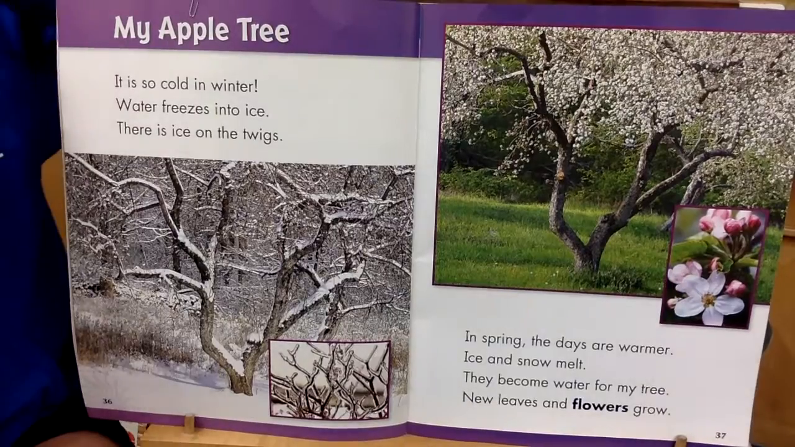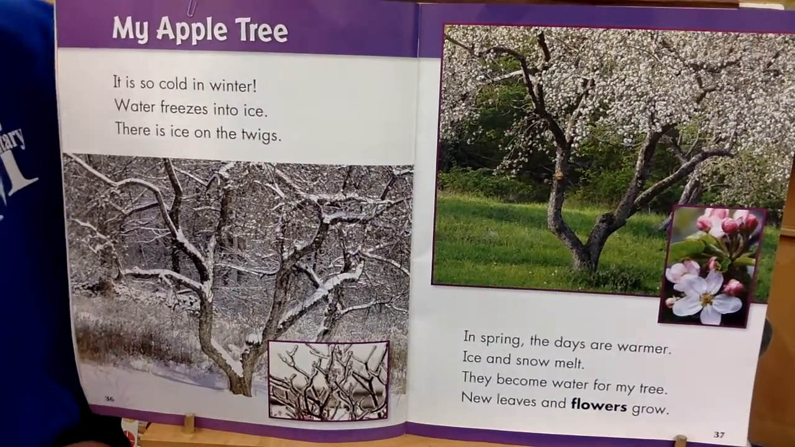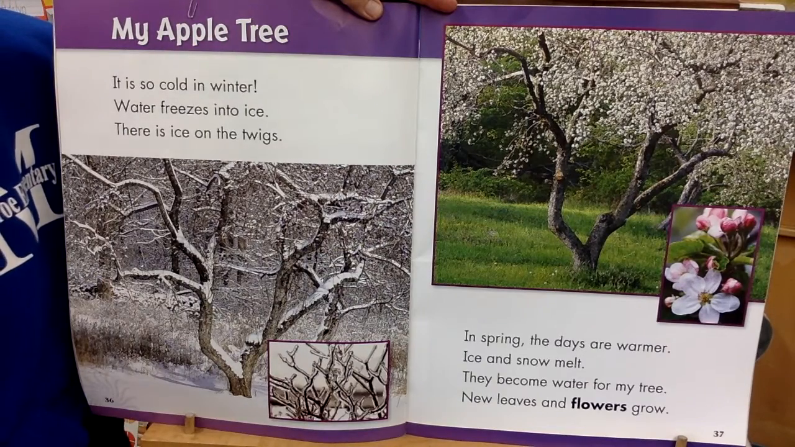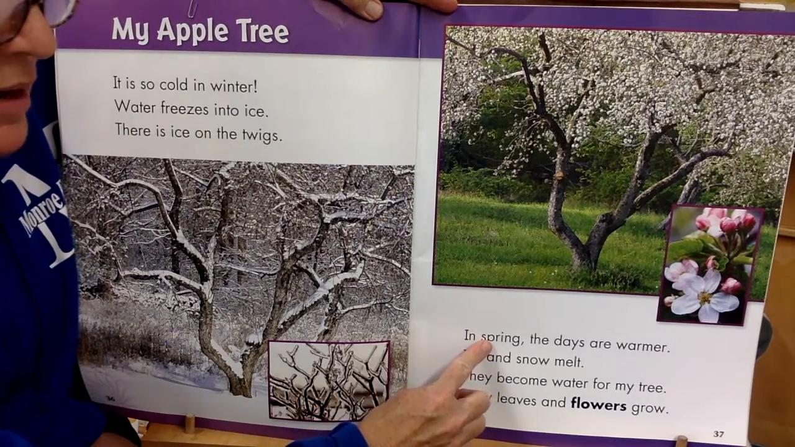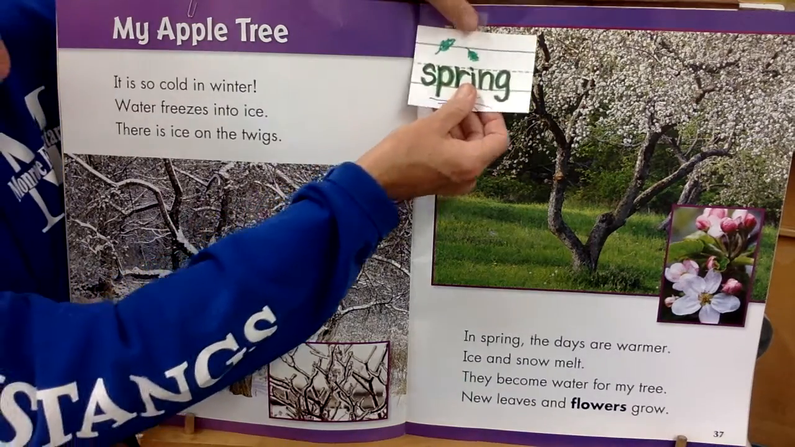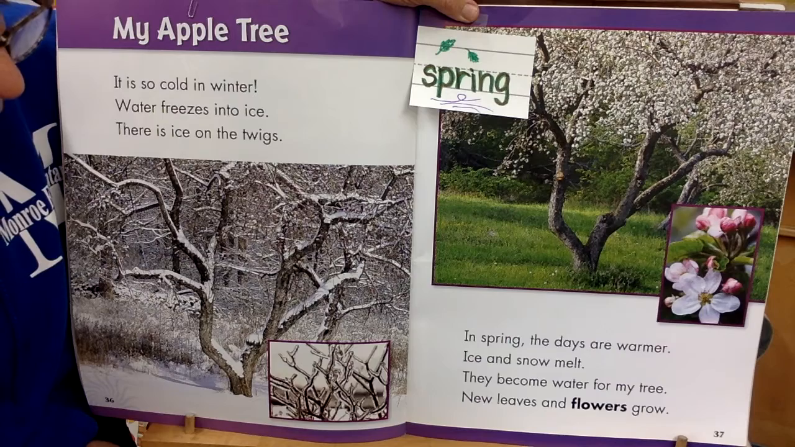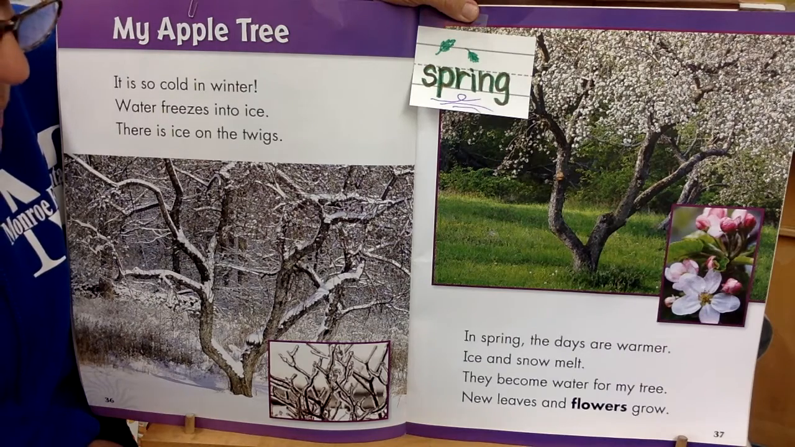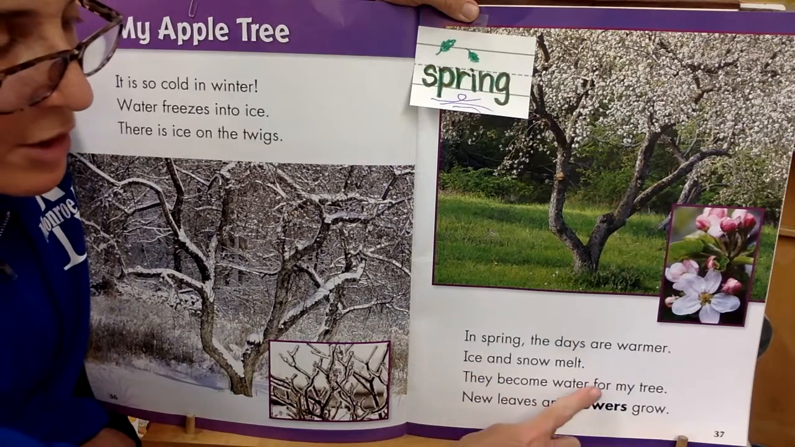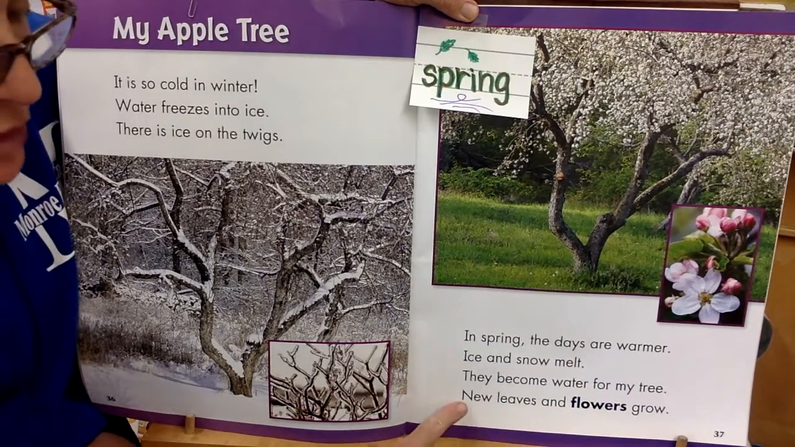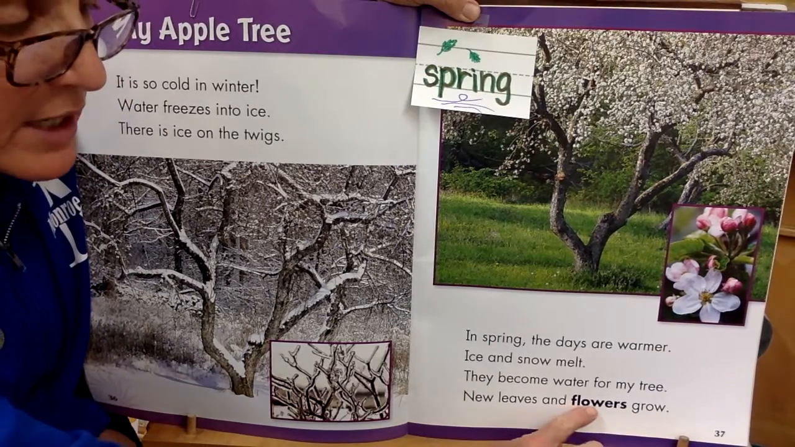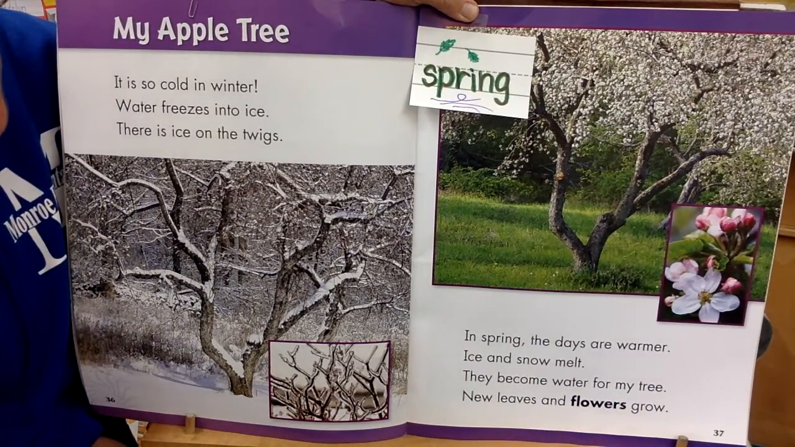Now let's look at the next season. Here's the apple tree again, the same apple tree. In spring, this is springtime. Let me put my spring right here. In spring, the days are warmer. Ice and snow melt. They become water for my tree. New leaves and flowers grow. Oh, look it, they made flowers really big and dark.